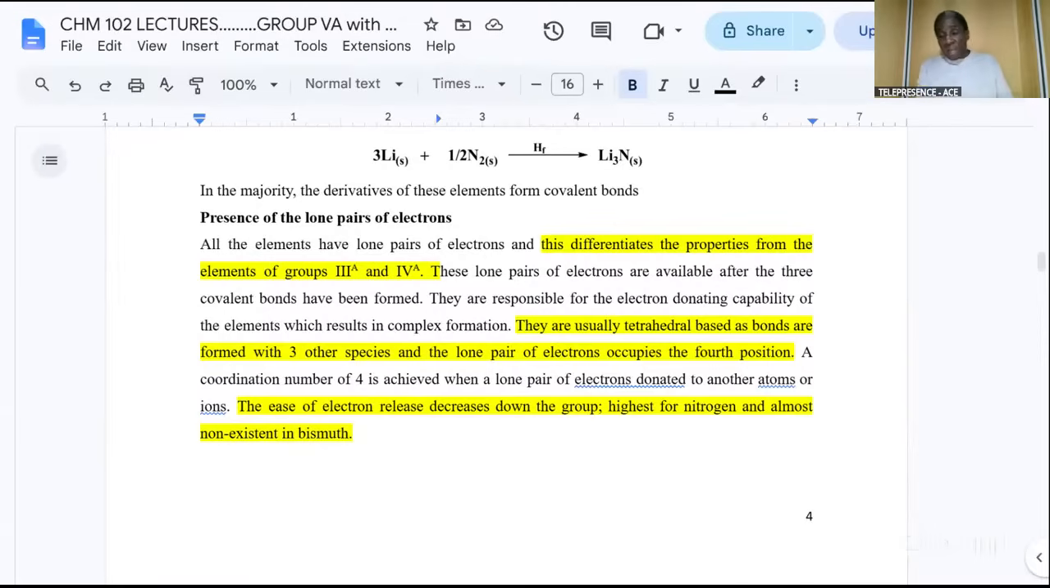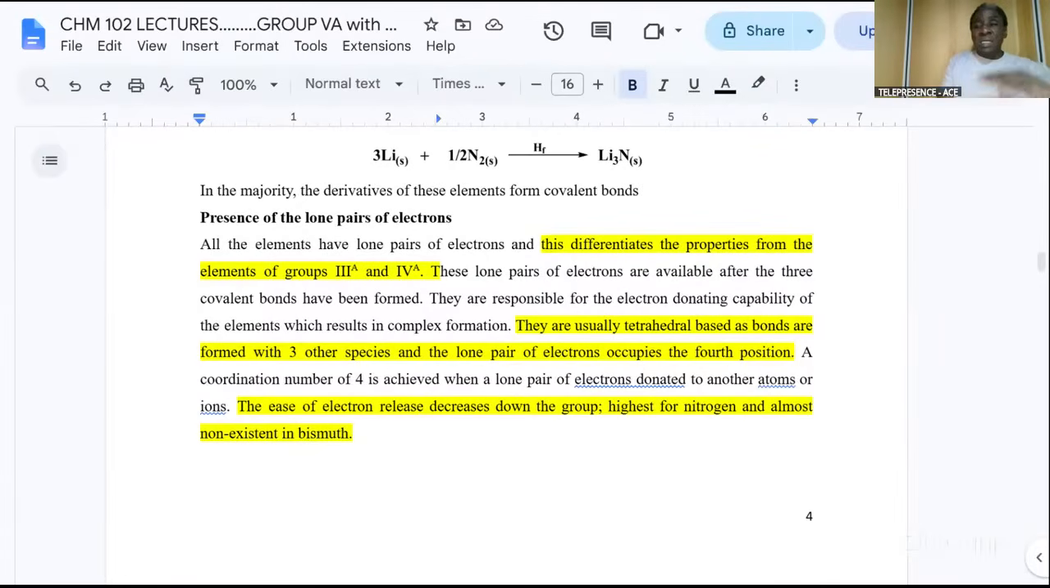Now, let's look at the variation. The rate at which they lose their lone pairs of electrons also varies, because they all form tetrahedral compounds. In these tetrahedral compounds, three of them are the real bonds, and the fourth site, which is supposed to be a bond, is now occupied by lone pairs of electrons. Look at the last line here on page 4. The ease of electron release decreases down the group.